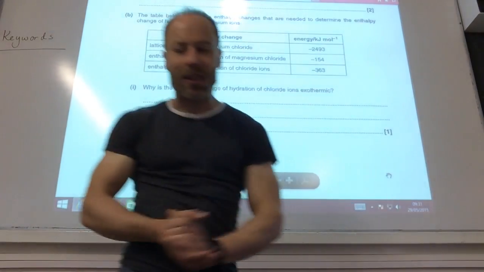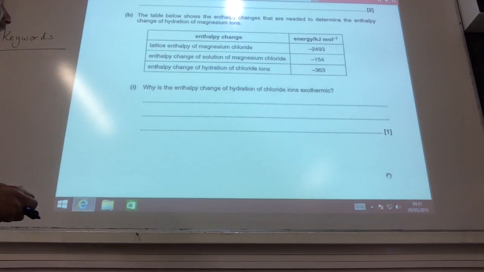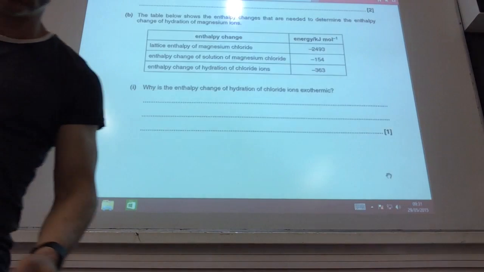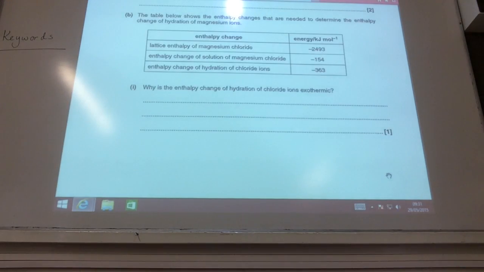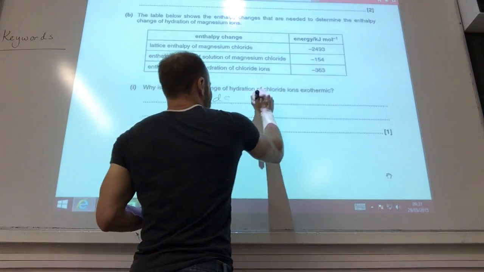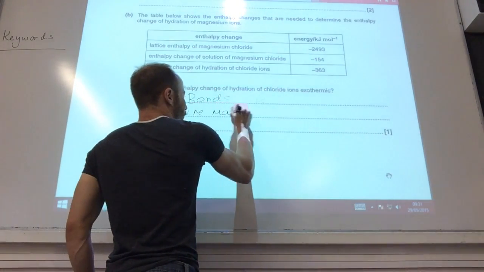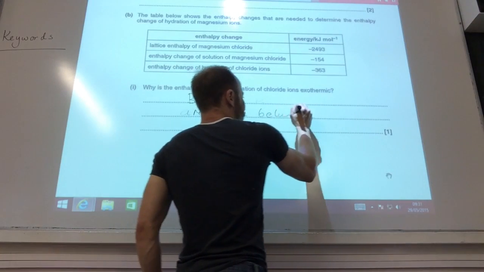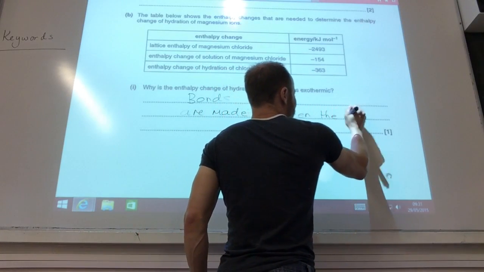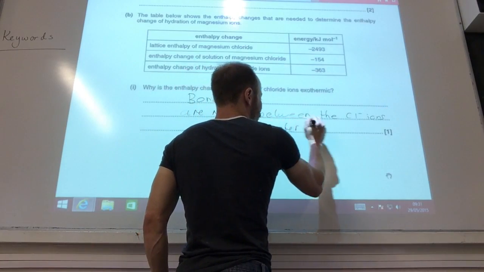Right, and then we get into some hydration energy. So let's have a look at this. Why is the enthalpy change of hydration of chloride ions going to be exothermic? Well, it's because bonds are made between the chloride ions and water molecules.